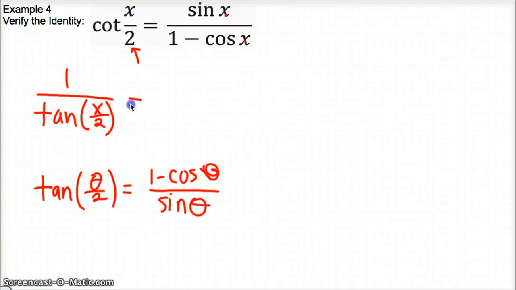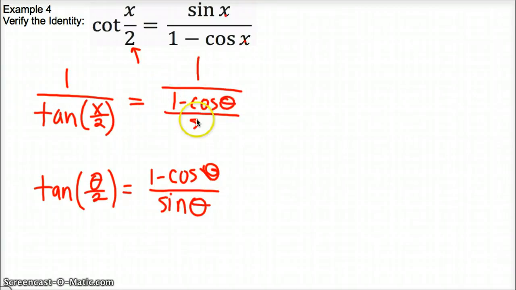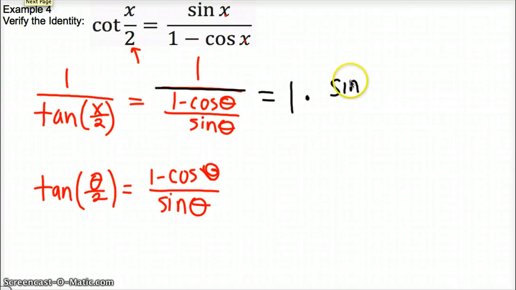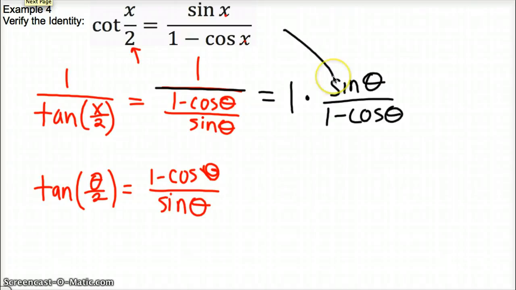So I'm going to replace the denominator with this fraction, 1 minus cosine of theta all over sine of theta. Now to simplify this quickly and efficiently, I'm going to change this division to 1 times the reciprocal. So I'm going to flip the denominator to be sine of theta over 1 minus cosine of theta. And that is my result. Notice I met my goal. I'm at the end goal.